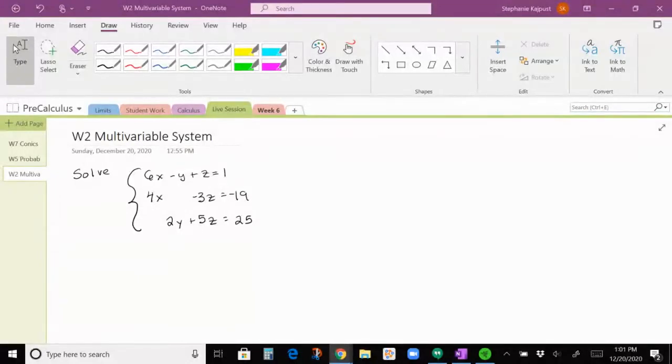Okay, so here we have a 3-variable system with 3 equations. So if you have 3 equations, 3 variables, you should have a solution to the system. It's not going to be like an inconsistent system or anything like that.